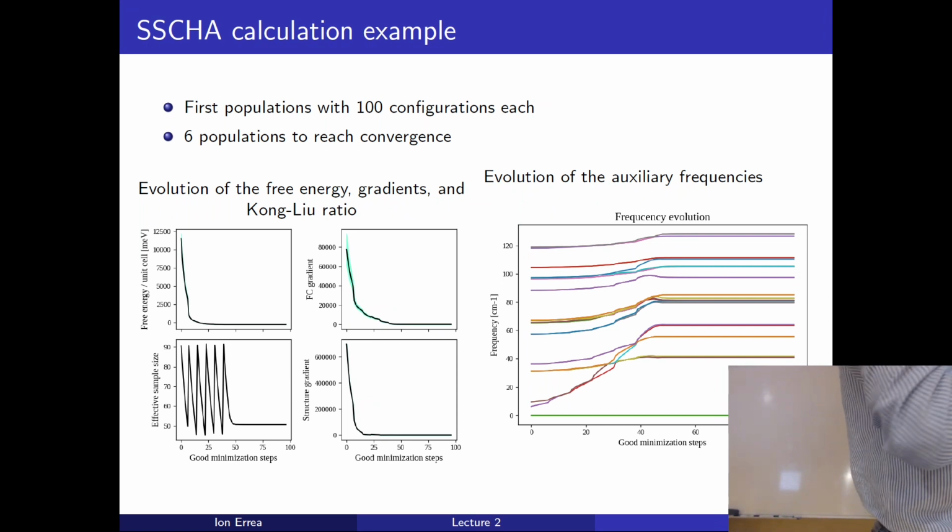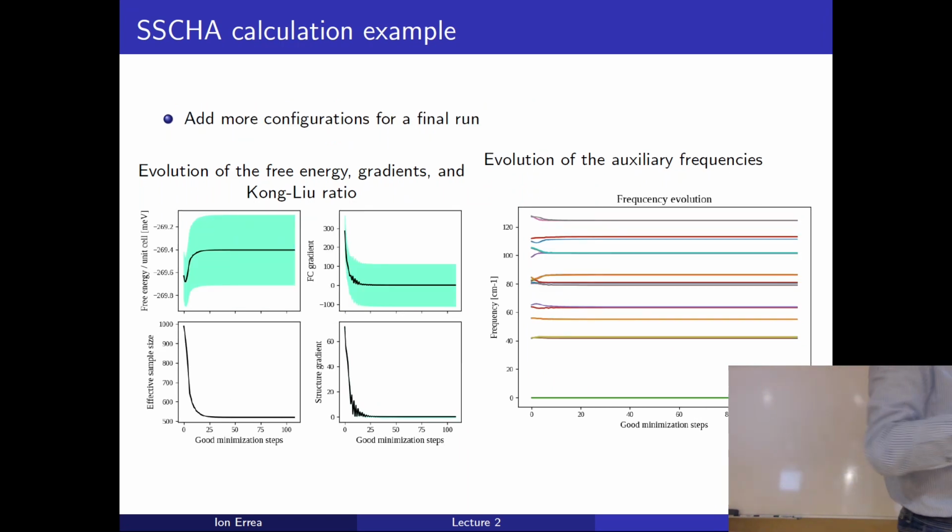So basically, when you are still far from the minimum, from the solution, you don't need many configurations. I probably could have done this with much less. I could have approached the minimum with fewer configurations. And once you feel that you are close to the minimum, which means the frequencies are plateauing, and you want a more precise calculation, then you can do a final calculation with more configurations. And this is what I did here. I increased to 1,000.